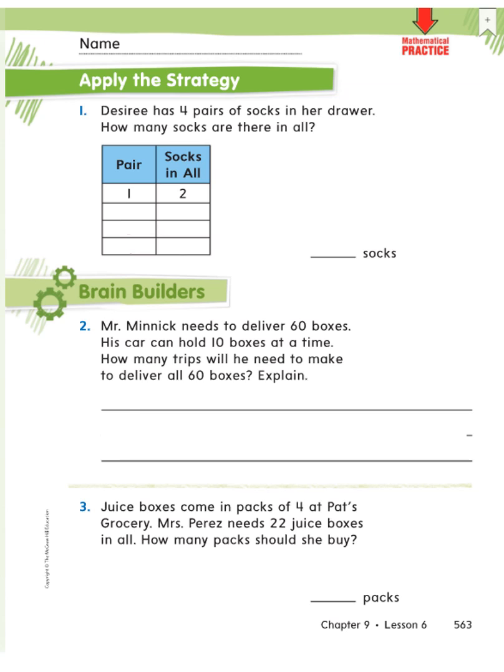Number 1. Desiree has 4 pairs of socks in her drawer. How many socks are there in all? Okay, the chart has been started for us. 1 pair is actually 2 socks. So, if she has 2 pairs, how many socks? Okay, let's pause it here and see if you can get number 1 correct.